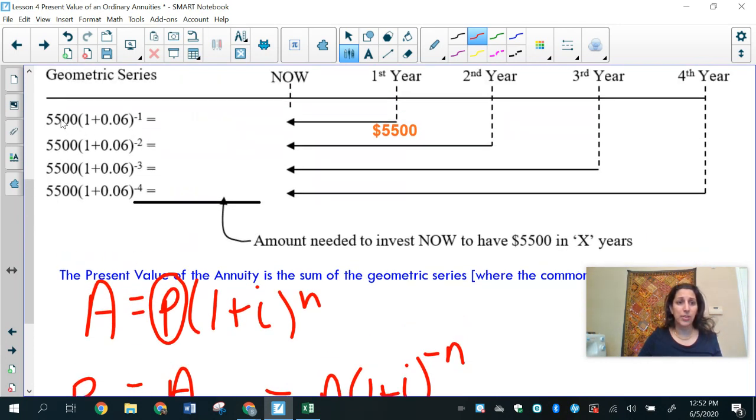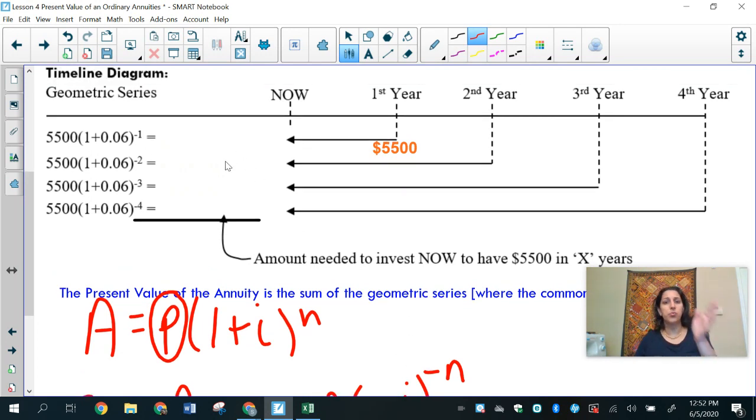A being the amount I want in the future, so there's my 5,500. I want 5,500 at the end of a year. The interest rate is 6%, so I'm adding 6% to 1. And then my exponent in this case is -1 because I want it 1 year from now. If you plug that into your calculator, you're going to get 5188. So what they're saying is, you need to borrow 5188 right now today, so that in 1 year it will grow and you will have 5,500 to pay to your school.